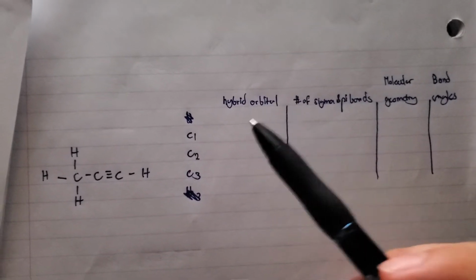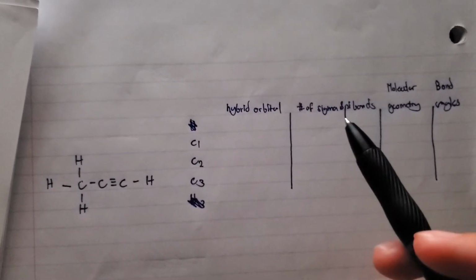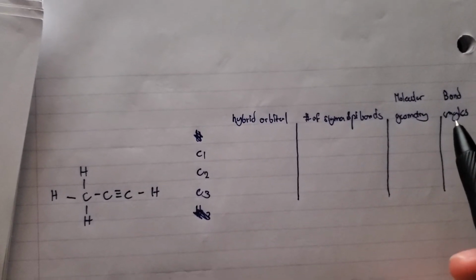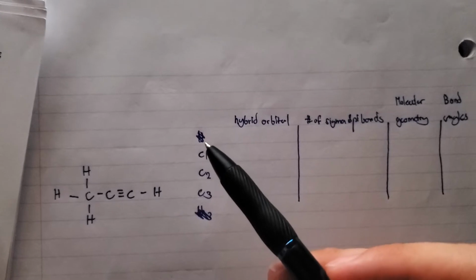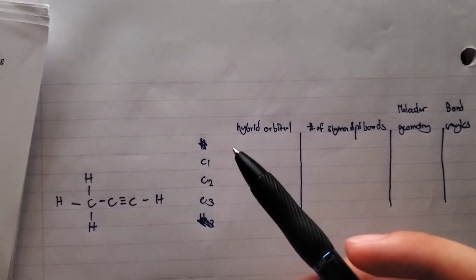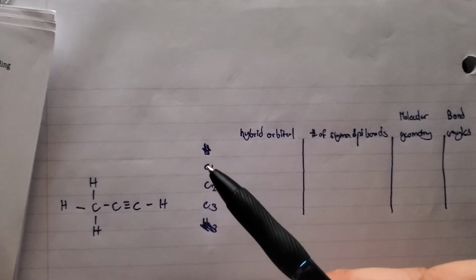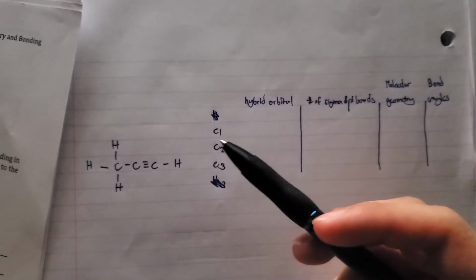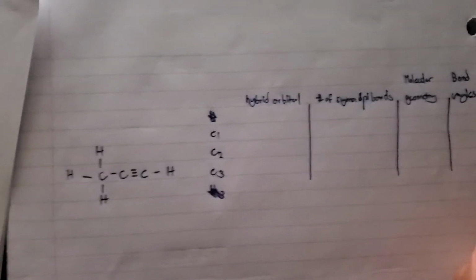We're here to discuss the hybrid orbital, number of sigma and pi bonds, molecular geometry, and bond angles of the various carbons that are found in this chemical. We don't count the hydrogens, or we don't include those.